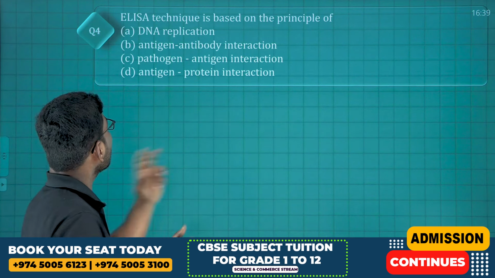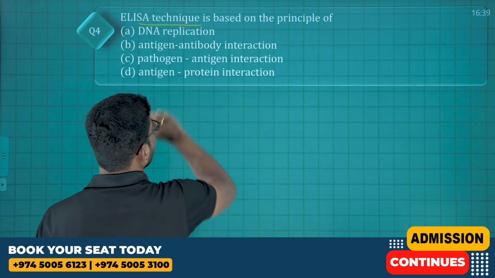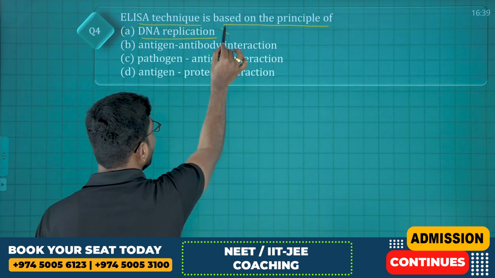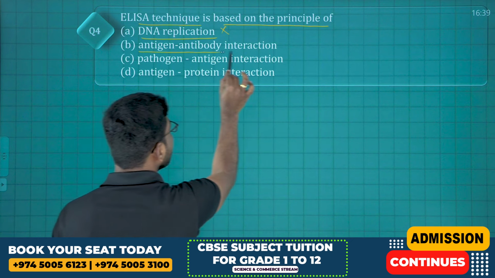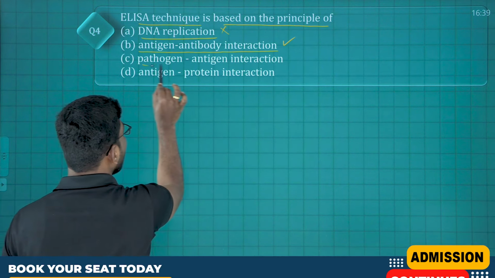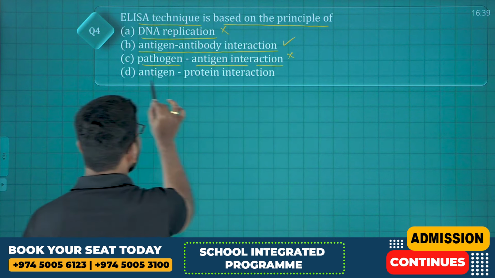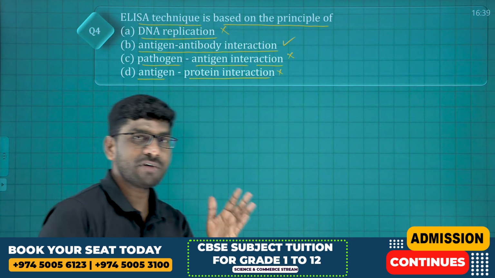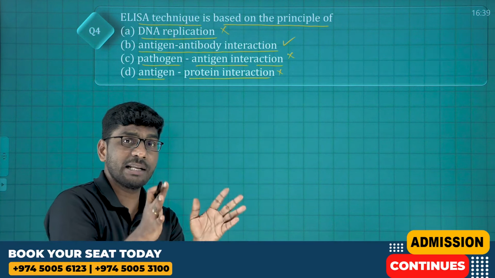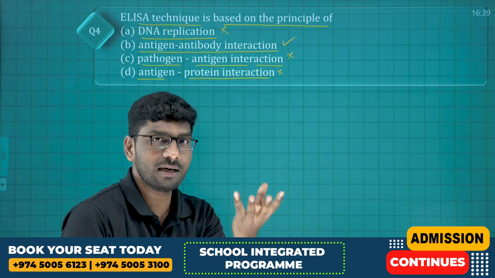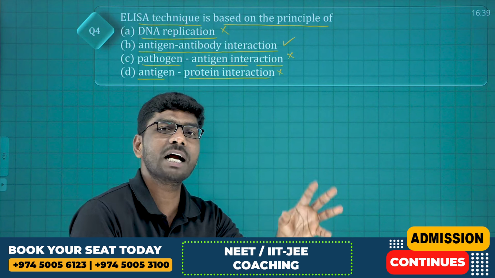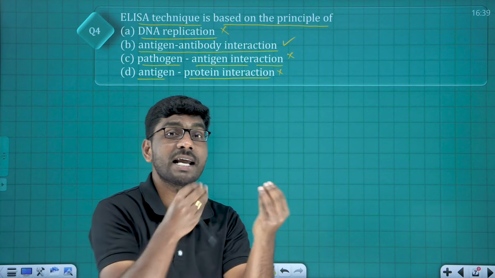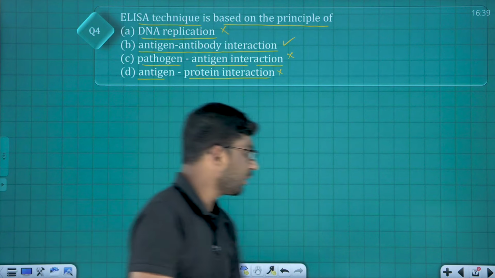That color clearly indicates that the antigen antibody complex has formed. Look at here, what is given? The ELISA technique, enzyme linked immunosorbent assay technique, is based on the principle of DNA replication? No, it is not DNA replication. Antigen antibody interaction. Absolutely correct. Pathogen antigen interaction? No. Antigen protein interaction? No. It is antigen antibody interaction. If the antigen antibody complex is there, it shows some color. That means the person is infected with that particular virus. That's why the ELISA test is used to detect the disease in the early stage. Clear, students? Shall we go to the next one?